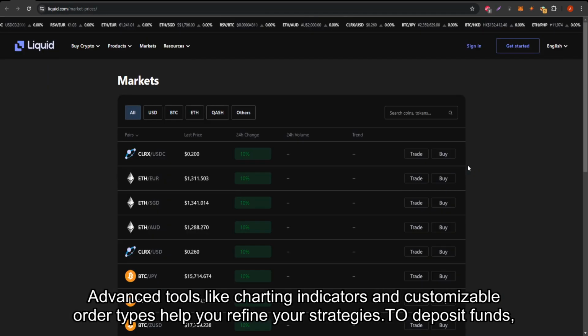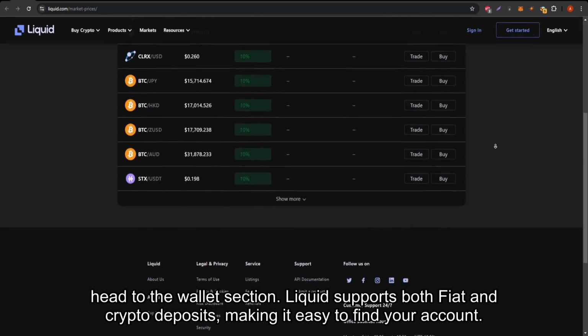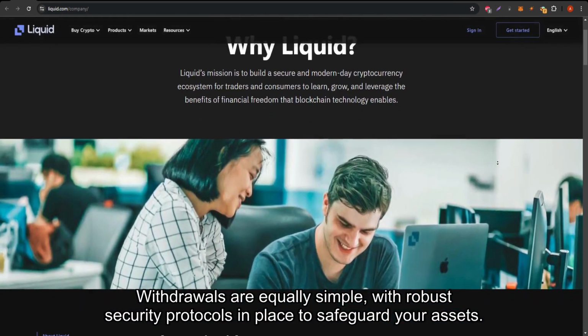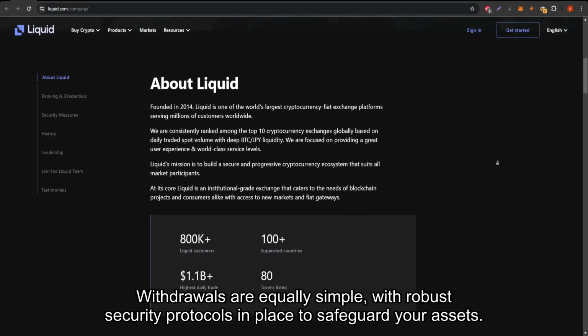To deposit funds, head to the Wallet section. Liquid supports both fiat and crypto deposits, making it easy to fund your account. Withdrawals are equally simple, with robust security protocols in place to safeguard your assets.